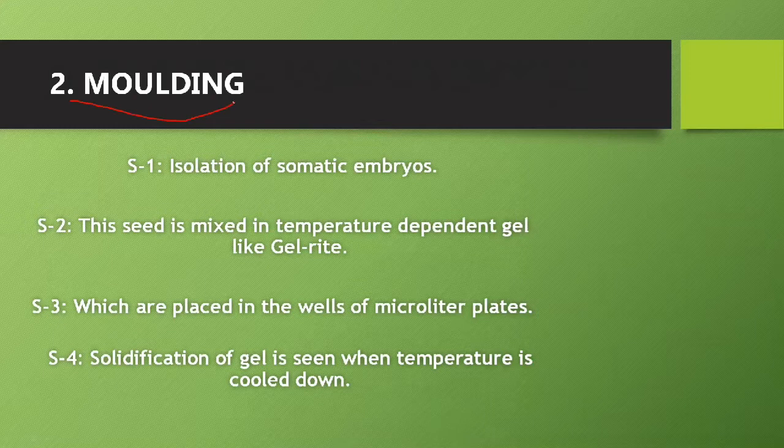The second method is molding. Step 1 in this is isolation; first somatic embryos are isolated. Then they are mixed in a temperature dependent gel, right? Then they are mixed into the beaker which already contains gel, which are placed into the wells of microliter plates. Then they are placed into a plate which has a different mold size.